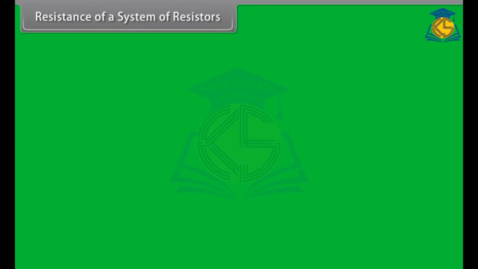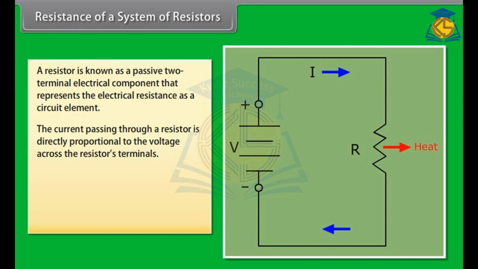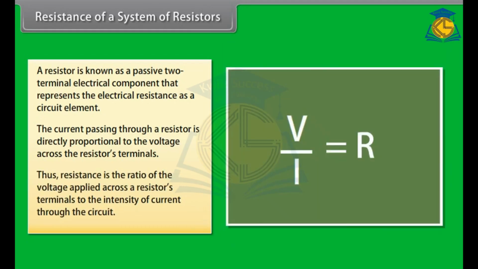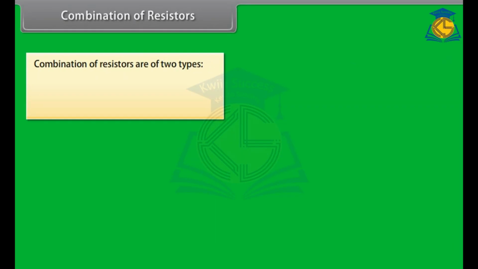Resistance of a system of resistors. A resistor is known as a passive two-terminal electrical component that represents the electrical resistance as a circuit element. The current passing through a resistor is directly proportional to the voltage across the resistor's terminals. Thus, resistance is the ratio of the voltage applied across a resistor's terminals to the intensity of current through the circuit. Combination of resistors. Combination of resistors are of two types.